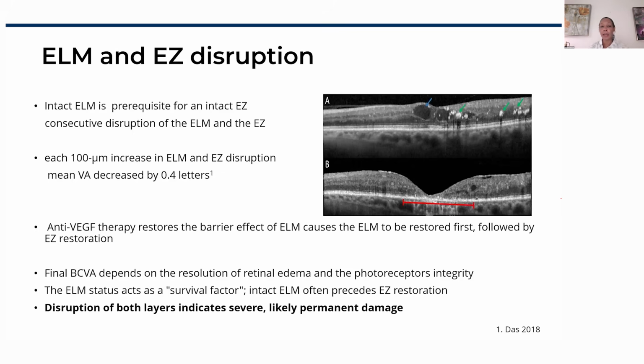So the ELM acts as a survival factor. If you have an intact ELM, you can also get some improvement in the ellipsoid zone. However, if you have disruption of both your external limiting membrane and your ellipsoid zone, you probably have severe damage, which could be permanent in a patient who has diabetic macular edema.